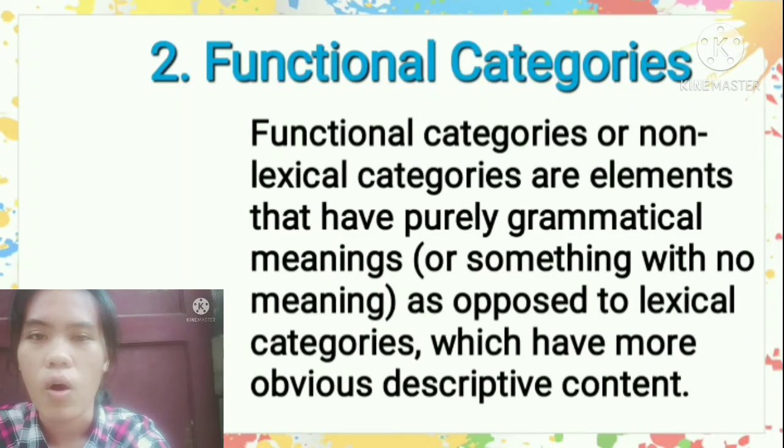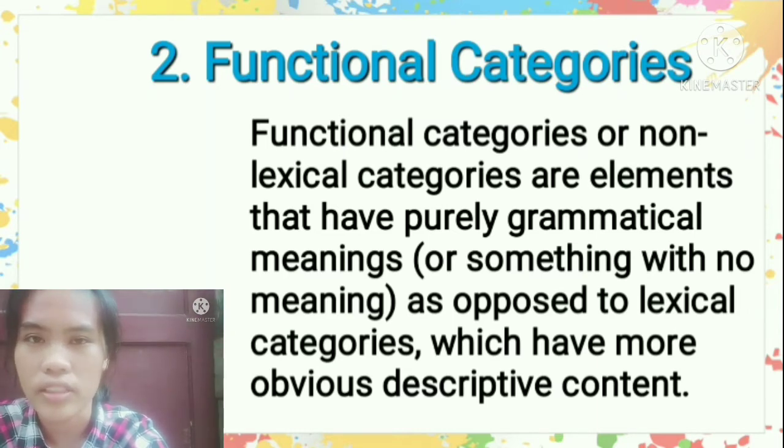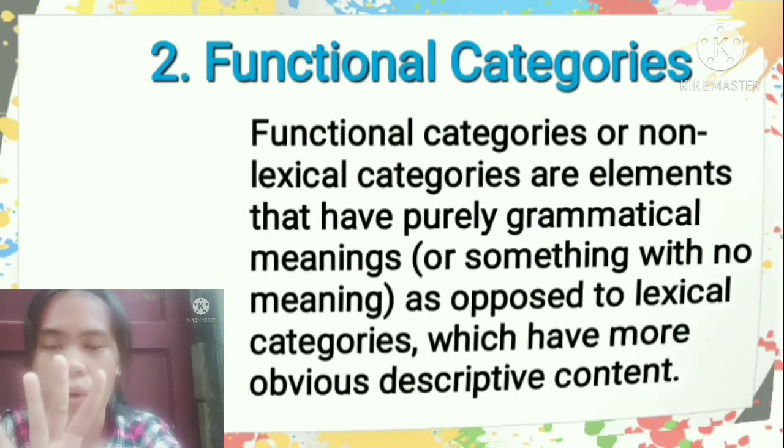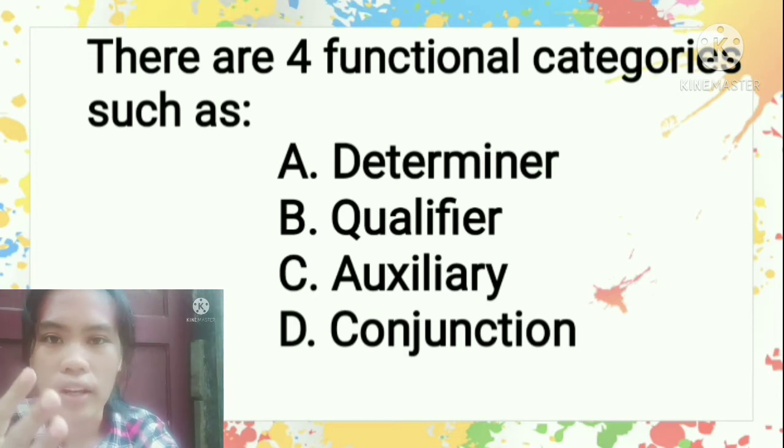Functional categories or non-lexical categories are elements that have purely grammatical meanings or something with no meaning, as opposed to lexical categories which have more obvious descriptive content. The function is to make lexical categories fit together. There are 4 functional categories such as determiner, qualifier, auxiliary, and conjunction.